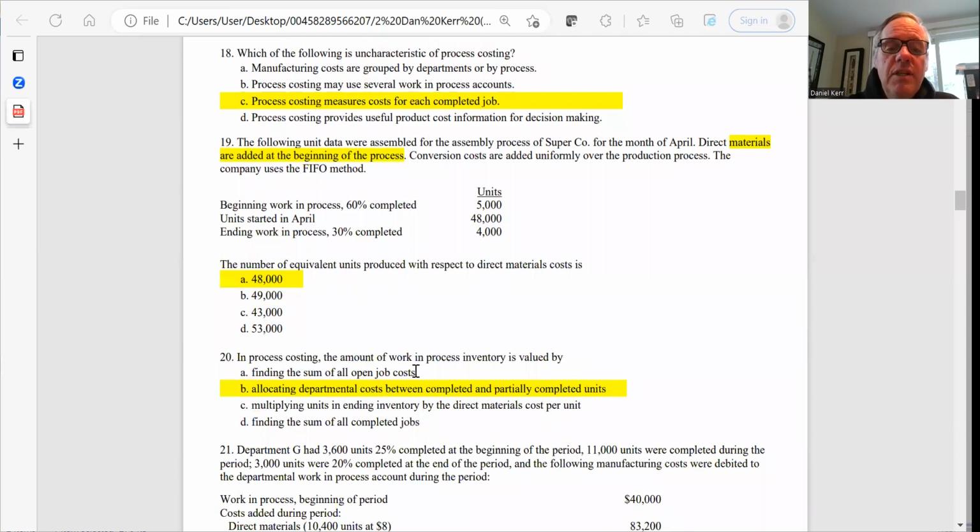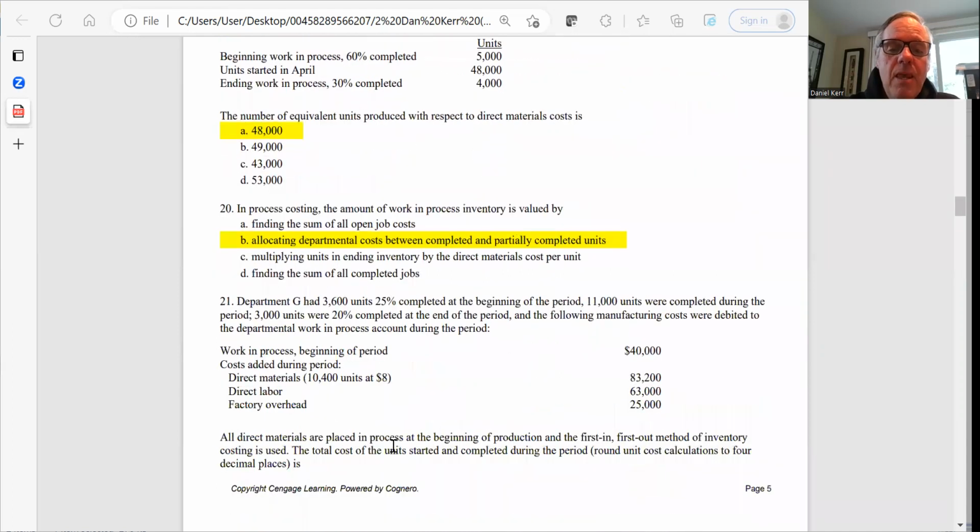21, in process costing, the amount of work in process is valued by, in process costing, allocated department costs between completed and partially completed units. That's how we do it in process costing. Those other ones there, A, C, and D, are all job order costing.